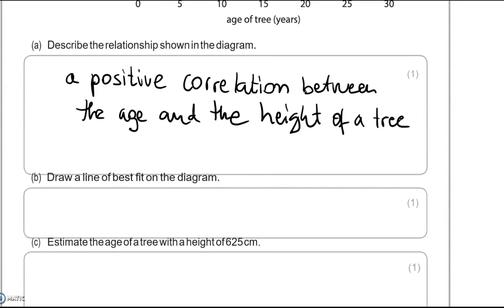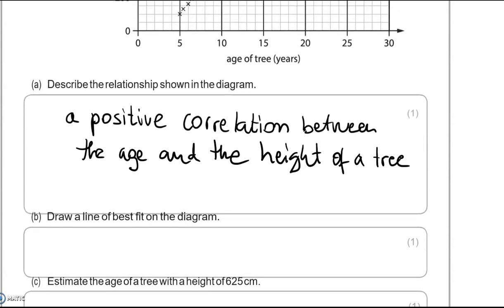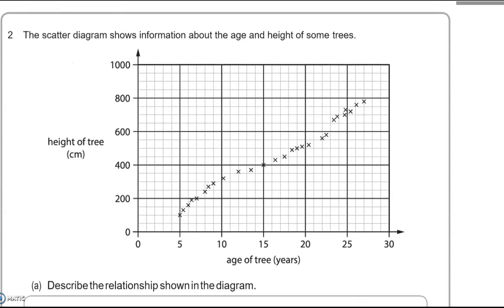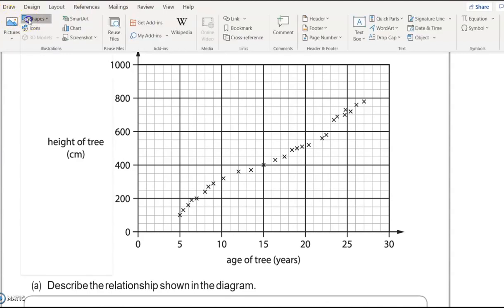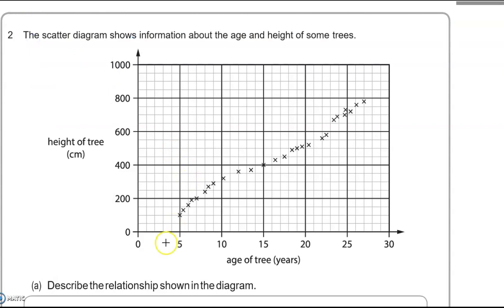Draw a line of best fit on the diagram. So we're trying for equal distance between the line and the dots both sides. And it doesn't need to be perfect. Just gives us an idea.